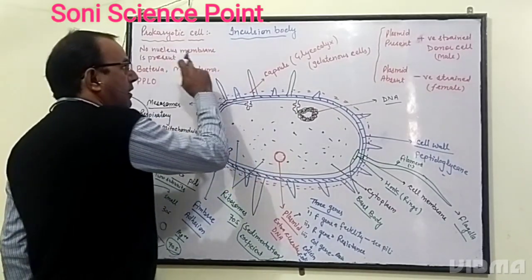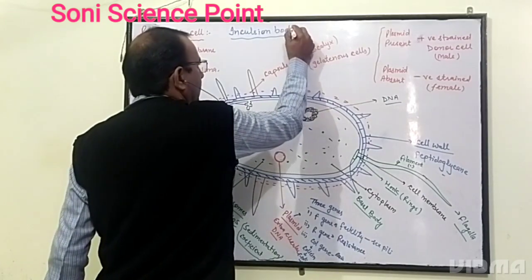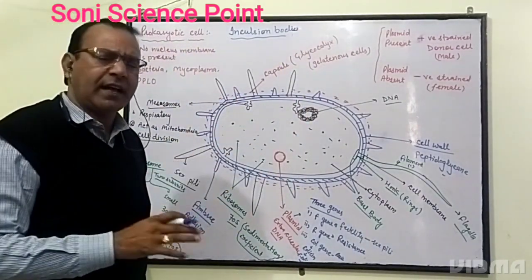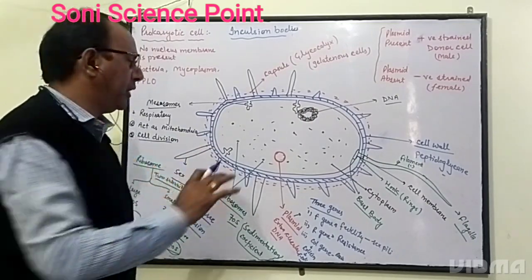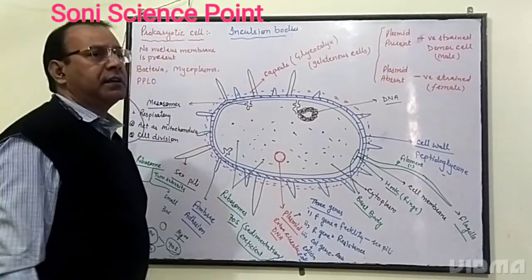Then the other one is inclusion bodies. What do you understand by inclusion bodies? There are some granules, other than cell organelles like lysosome and mitochondria, which are not membrane bounded. They are also found in cytoplasm. Those are called inclusion body.